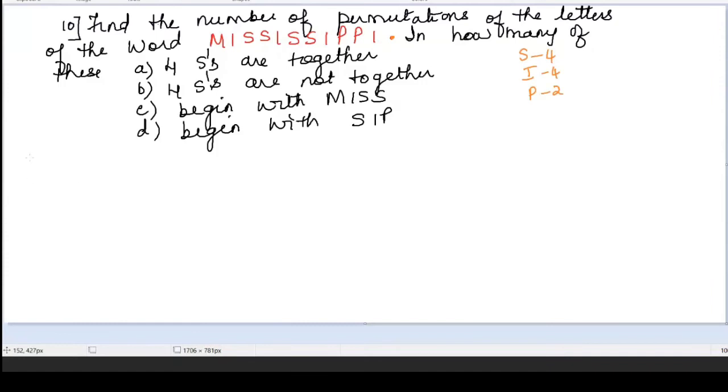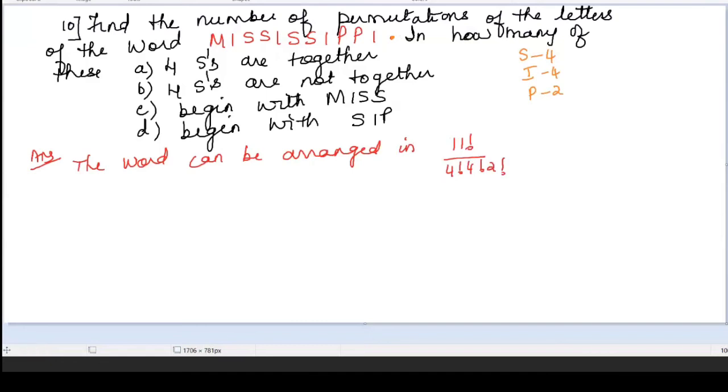Quickly, the word can be arranged. The word has 11 letters. So 11 factorial by repetitions, 4 factorial, 4 factorial and 2 factorial. Who is this 4, 4 and 2? This is S, this is I and this is P. Always I write that for my safety. Okay? Yes. Okay.